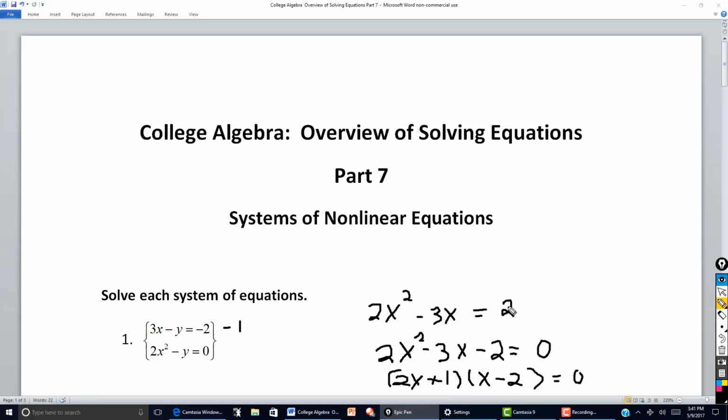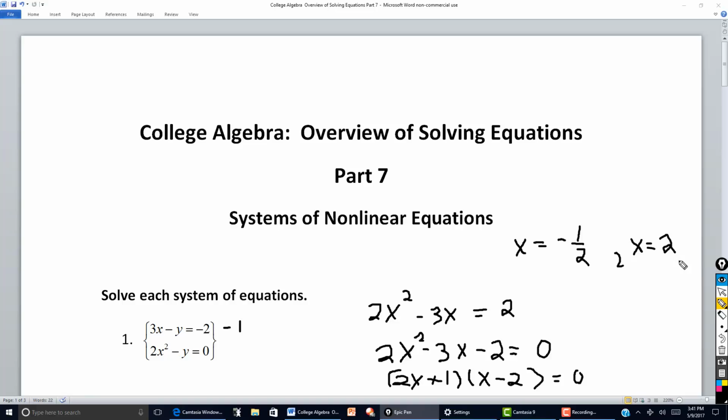Set each factor equal to 0. And it should be clear to you that from the first factor, x could be negative 1/2. And from the second factor, x could be 2. So this basically tells me that the graphs intersect at points where x is negative 1/2 and x is equal to 2.